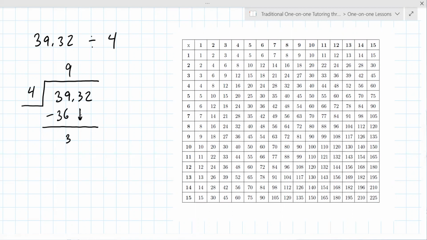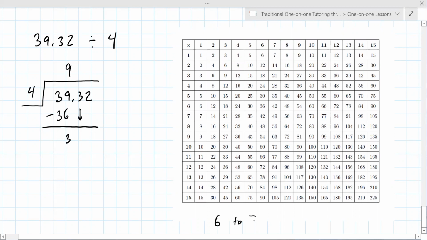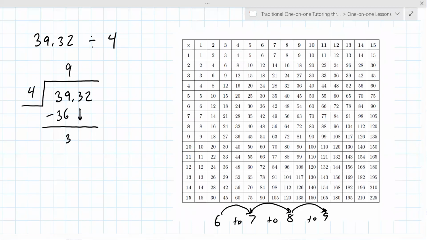Oh, how come I always go like 9, 8, 7, and 6? You have to think of it as 6 to 7 to 8 to 9, but you're counting, so it's once, twice, 3 times. Okay? So 3 goes on the bottom, and then we bring the 2 down, and then we ask ourselves, how many times does 4 go into 33? That's right.